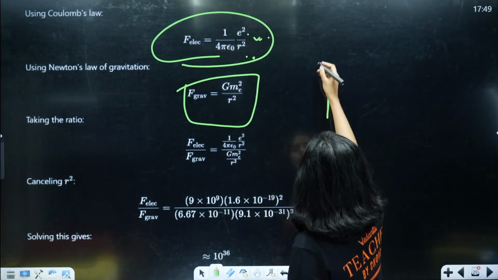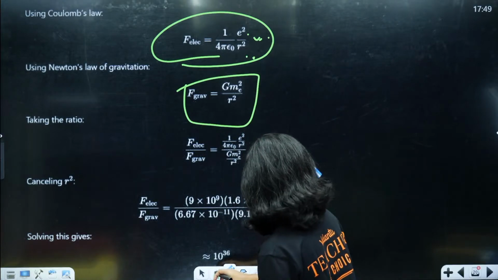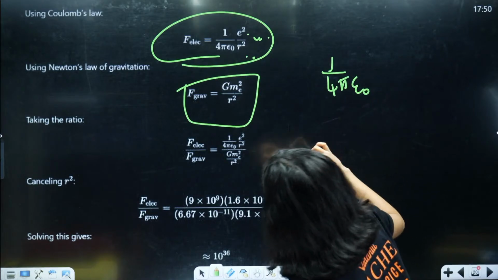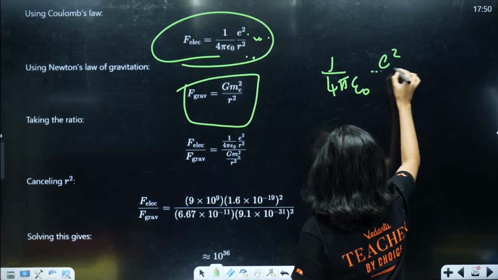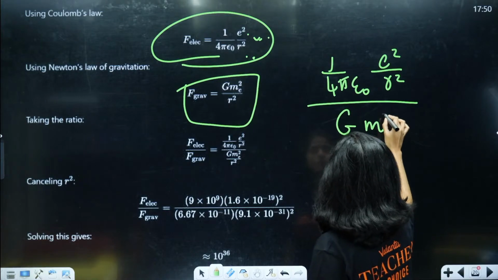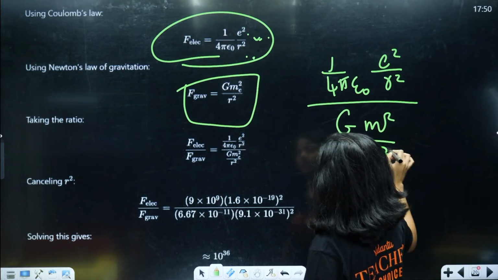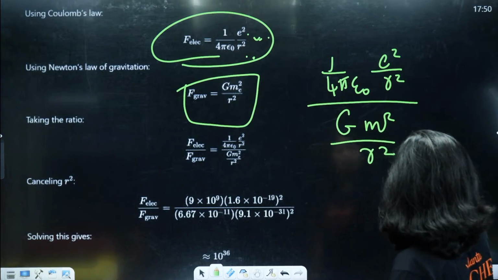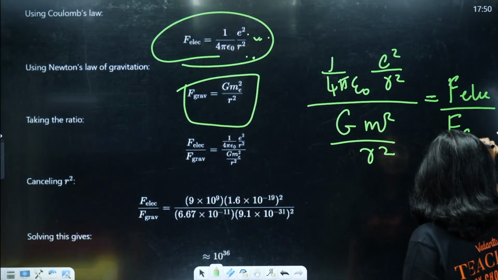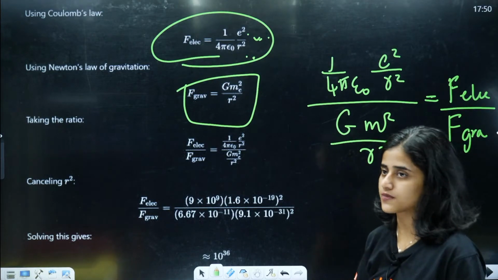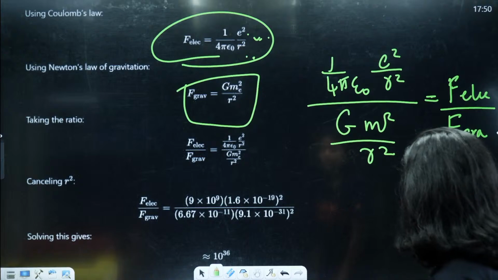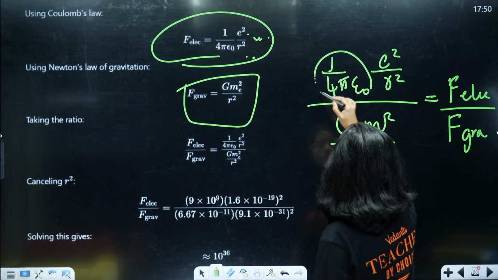So 1 by 4 pi epsilon naught e square by r square divided by G m square by r square. This is what we do. This is basically F electrostatic divided by F gravitational. Now when we divide this, what happens? The r square terms will cancel.